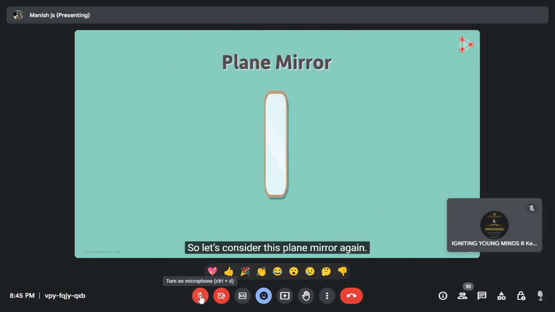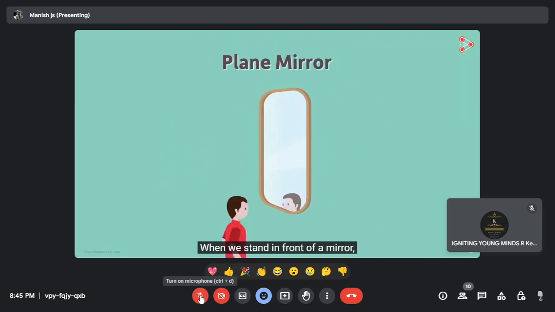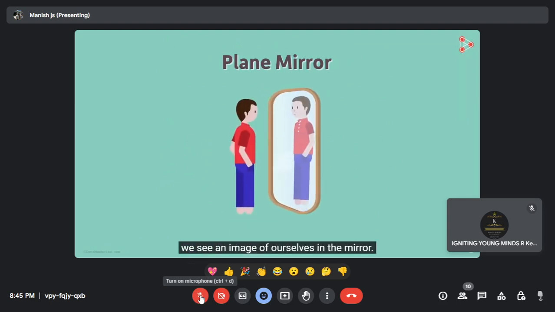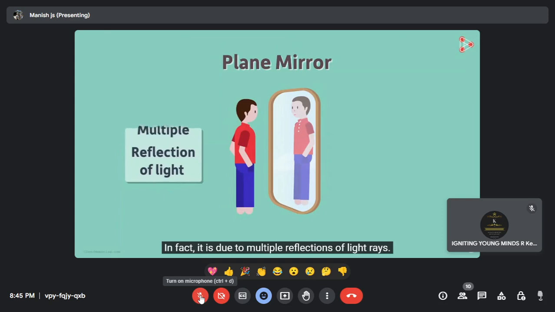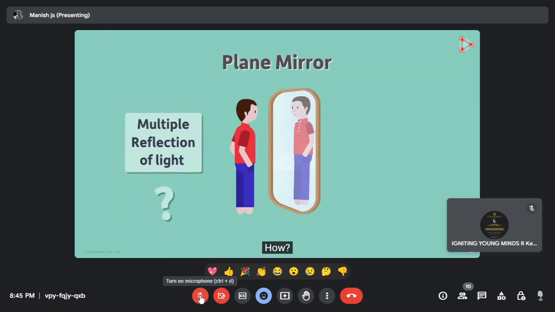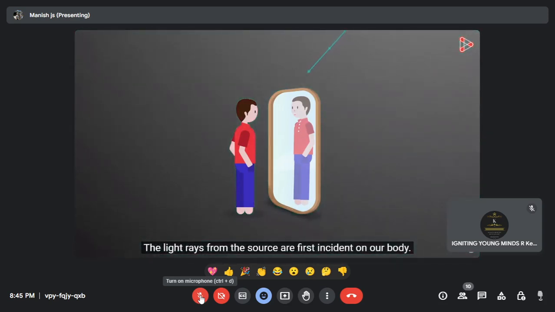So let's consider this plane mirror again. When we stand in front of a mirror, we see an image of ourselves in the mirror. Nothing surprising there. Why are we able to see our image? Yes, it's due to the reflection of light. In fact, it's due to multiple reflections of light rays. How? The light rays from the source are first incident on our body. They bounce off from our body and fall on the surface of the mirror and again get reflected from there. This reflected light then reaches our eyes and we see our image.